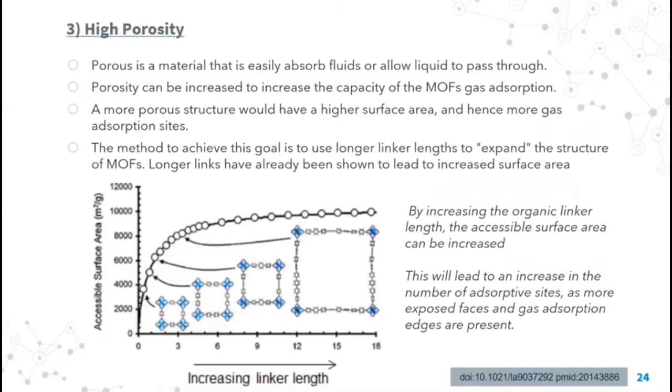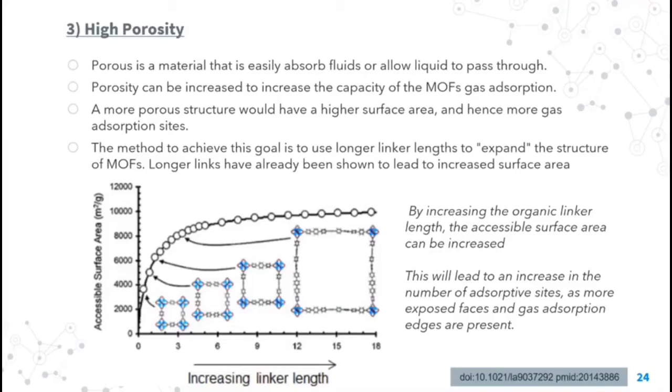The third one is high porosity. A porous material easily absorbs fluids or allows liquids to pass through. Porosity can be increased to increase the gas absorption capacity of MOF. A more porous structure will have a higher surface area and hence more gas absorption. The method to achieve this goal is to use a longer linker length, which expands the structure of MOF. Longer linkers have already been shown to lead to increased surface area.